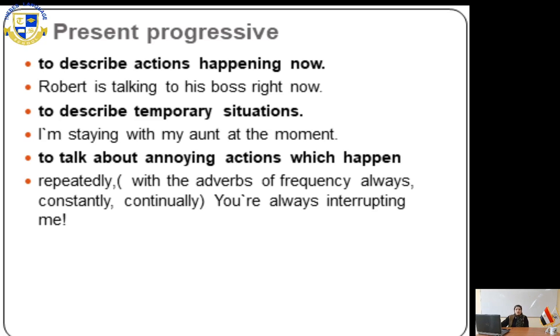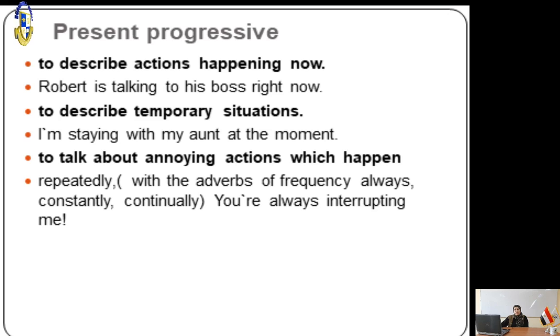As for the usages, when can we use the present progressive? First, to describe actions happening now. Actions that are happening during the time of speaking. Robert is talking to his boss right now. 2, to describe temporary situations. Situations that will not take a long time.